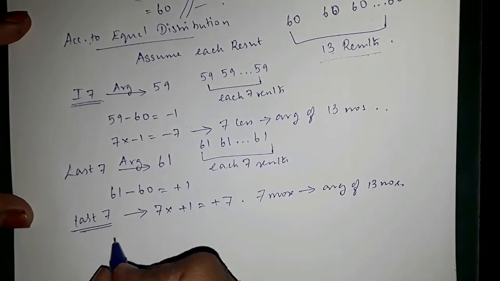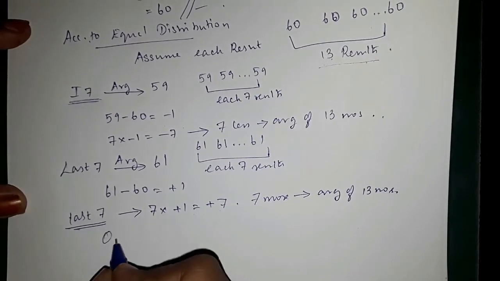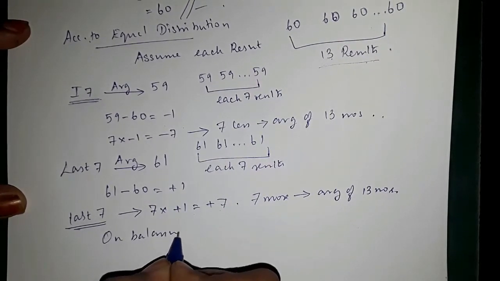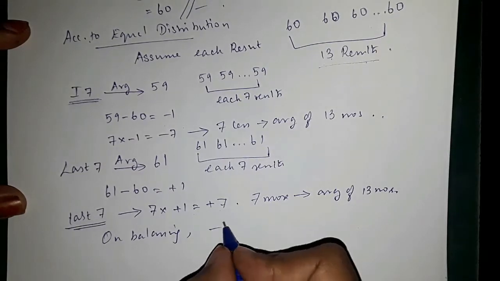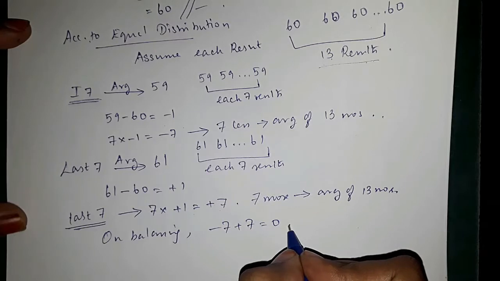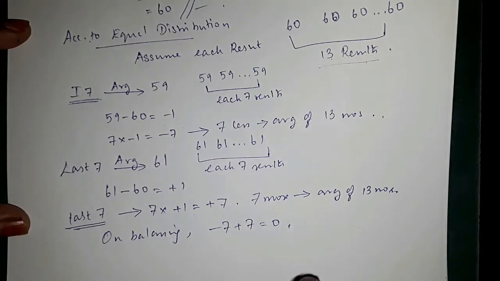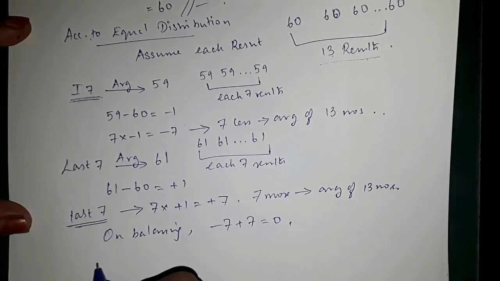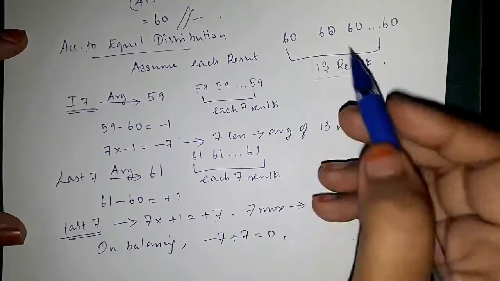So on balancing, we get minus 7 plus 7 equal to 0. The value becomes 0, so there is no remaining value to be given, less or more, to the 7th number. So the 7th number will be the assumed number 60.